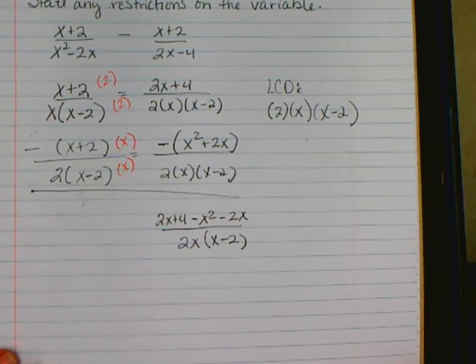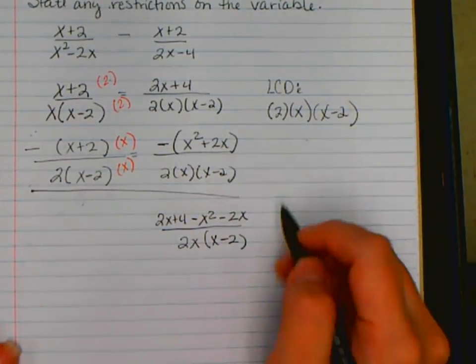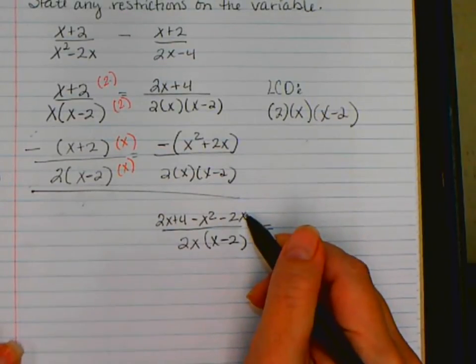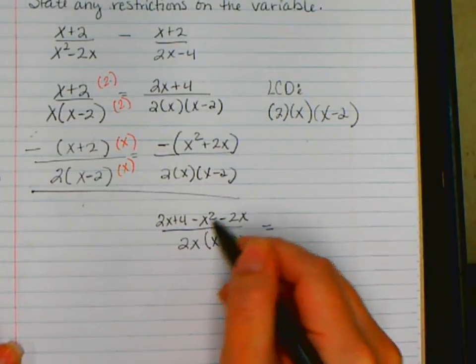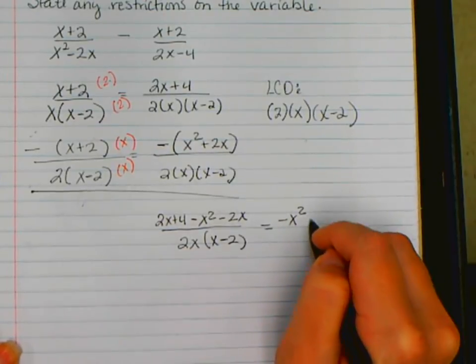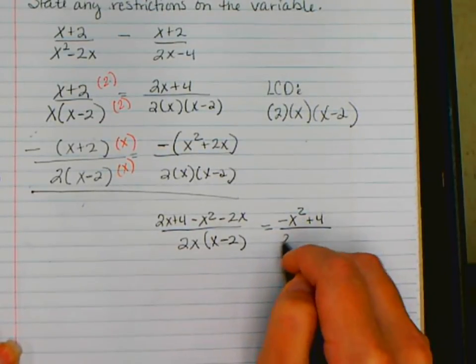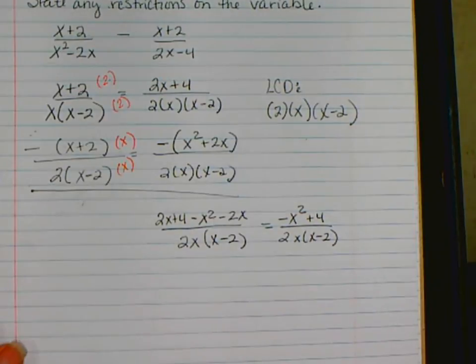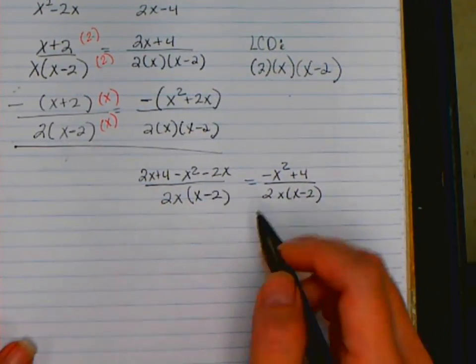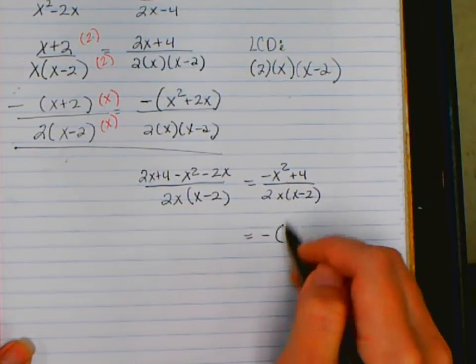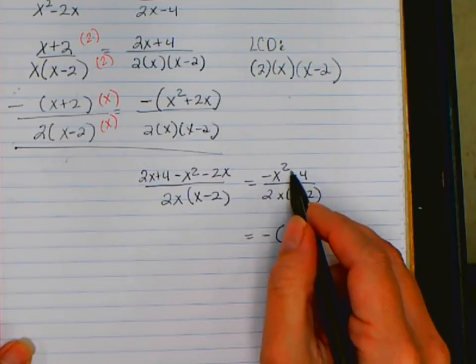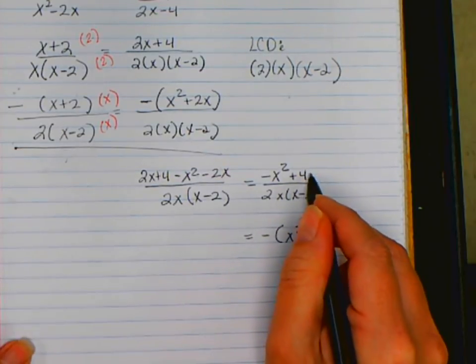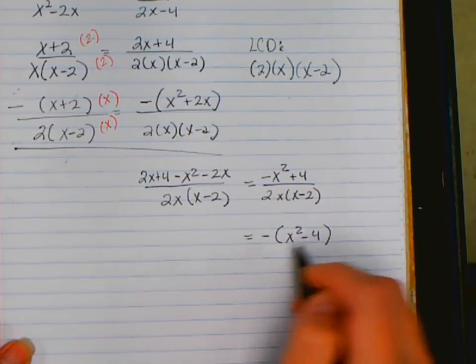My numerator, 2x and negative 2x make 0. And then I have a minus x squared and a plus 4. Do I like my leading coefficient to be negative? No. So if I factor out a negative 1 from my numerator, negative x squared divided by negative 1 is x squared. Positive 4 divided by negative 1 is negative 4, right?